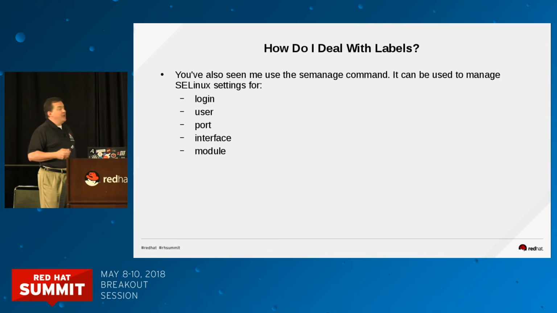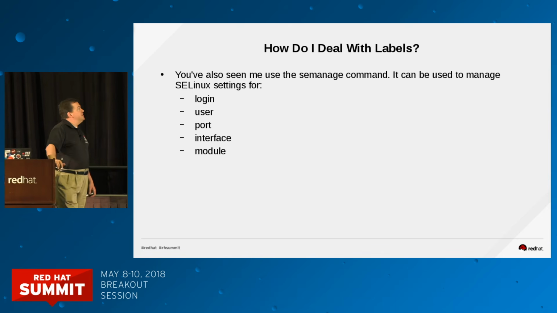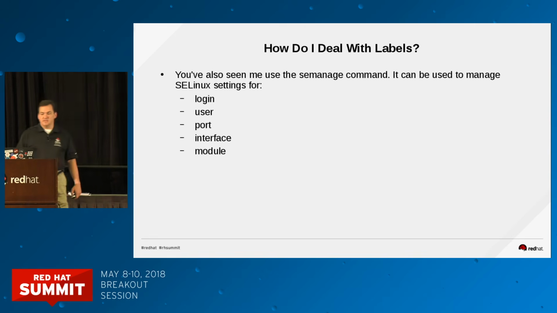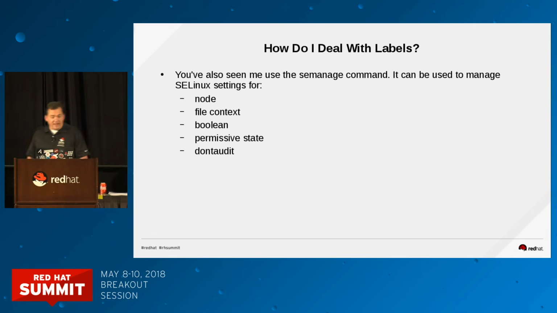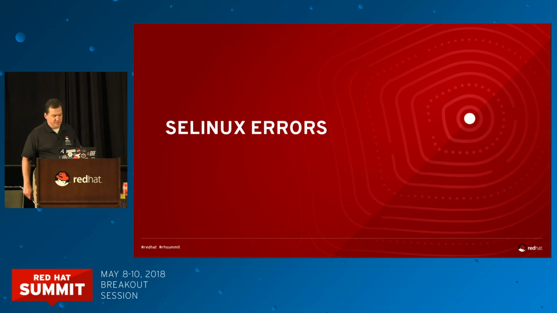So if you do an ls -Z against your resolv.conf file, it does have the correct label because of that file transition. And you saw me use the semanage command earlier to take a look at all the settings for SELinux ports. You can use semanage to label SELinux logins, users, ports, interfaces, modules, nodes, file contexts, booleans, permissive state, and set dontaudit. So you can do a ton of things with SELinux, but we're going to talk about the basics for the rest of this.